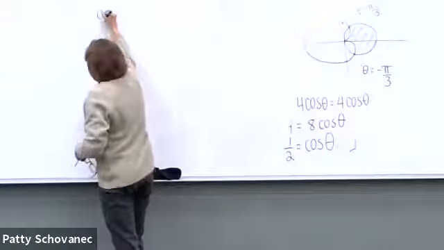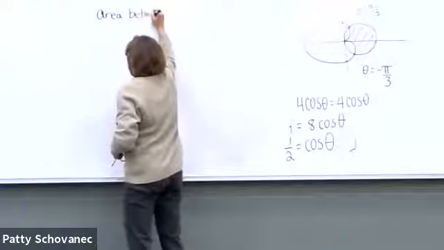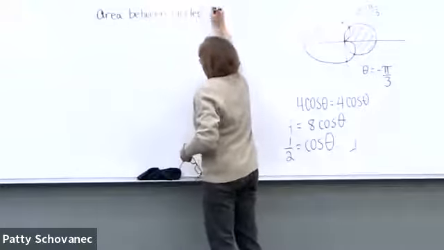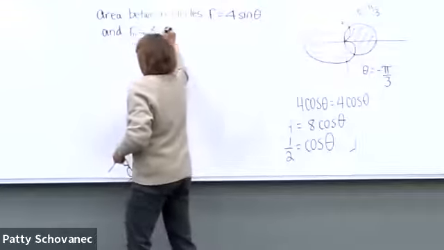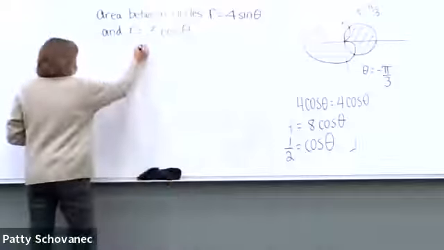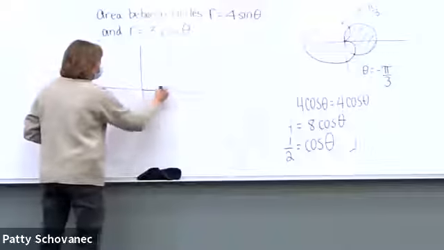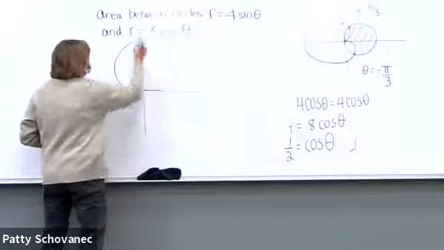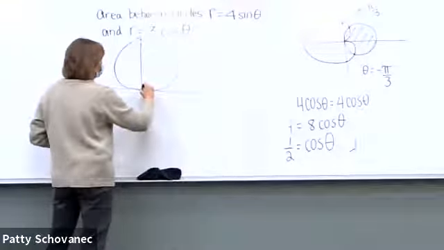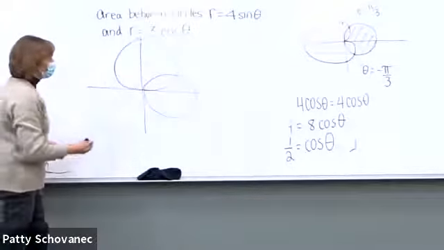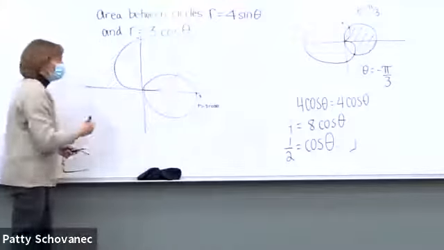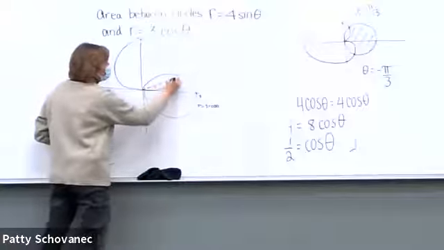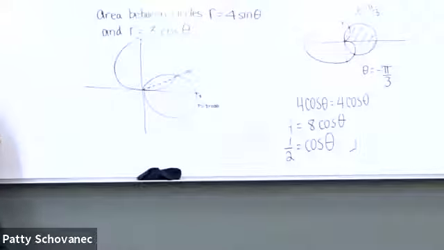Okay, so if you want the area between circles, R is equal to 4 sine theta, and R is equal to 3 cosine theta. And it's a non-symmetrical region, because the 4 sine theta is a circle of diameter 4. And cosine is a circle of diameter 3. And the region between is this shape here. There is an intersection here. It's not going to be one of our favorite angles because I just made this up. Can you find that angle in terms of an inverse trig function?